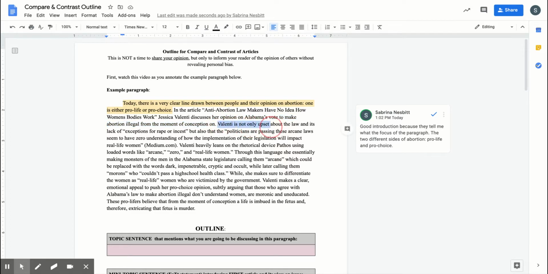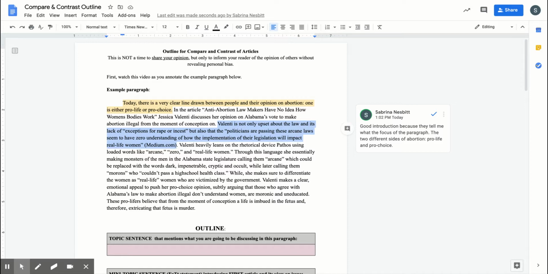"Valenti is not only upset about the law and its lack of exceptions for rape and incest, but also that the politicians are passing these arcane laws that seem to have zero understanding of how the implementation of their legislation will impact the real life woman." And then you get the citation. Remember, anytime that you embed a quote with a signal phrase, you then need to have a citation.